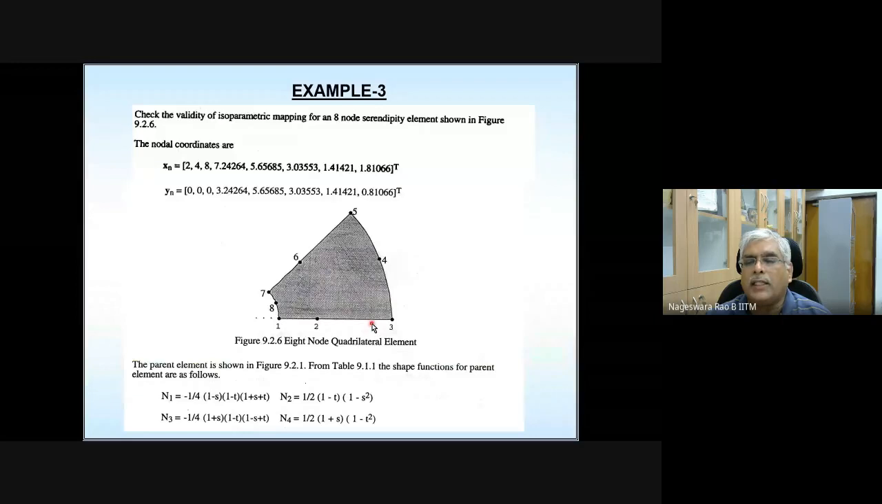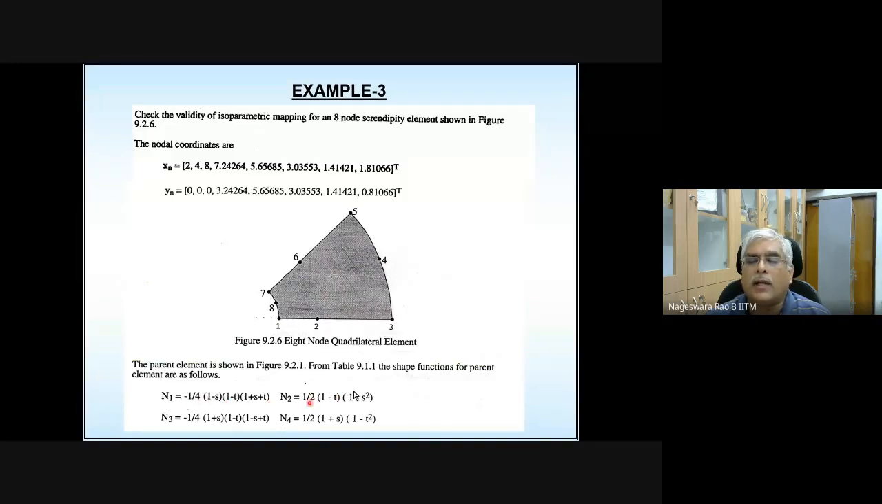Okay, let's see what happens if the condition is violated, and what if the element satisfies that condition, how that mapping is going to look like. So these are the coordinates. You write the isoparametric relation: X is equal to sigma Ni Xi, Y is equal to sigma Ni Yi.